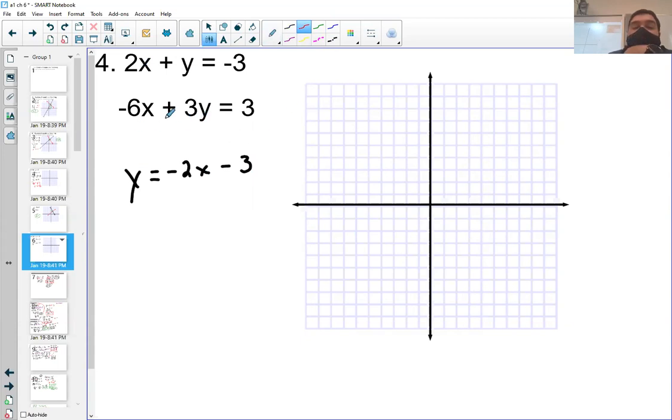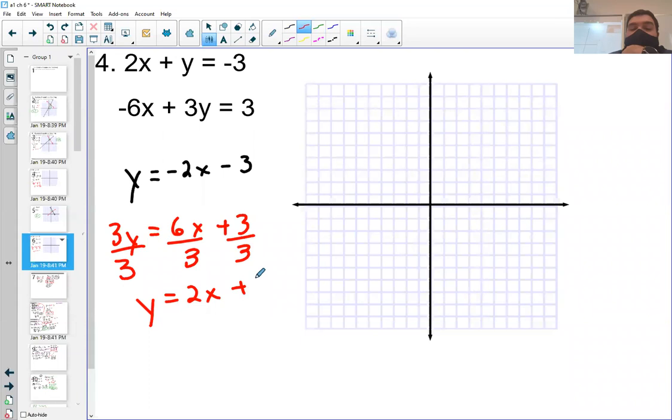The second one, I'm going to subtract both sides. So 3y equals positive 6x plus 3. Then we're going to divide everything by 3. So y equals 2x plus 1.